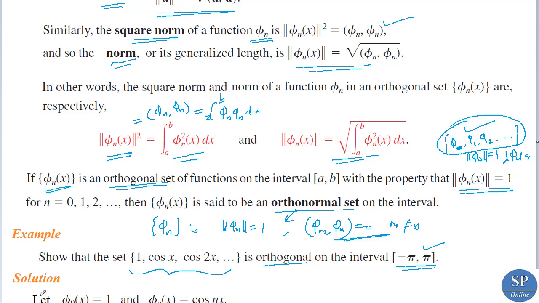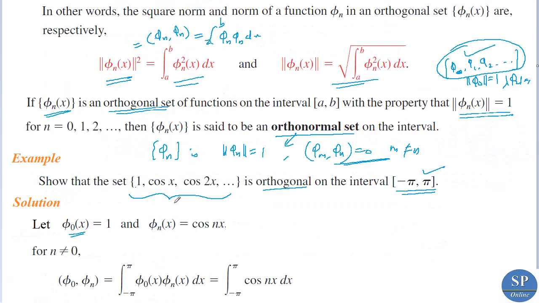For convenience, we let phi naught equal to 1, phi 1 equal to cos x, phi 2 equal to cos 2x, phi 3 equal to cos 3x. Generally, phi n is equal to cos nx. So here we have to show that this set is orthogonal. That is, we have to show that the inner product of phi n, phi m is equal to 0 for m not equal to n.